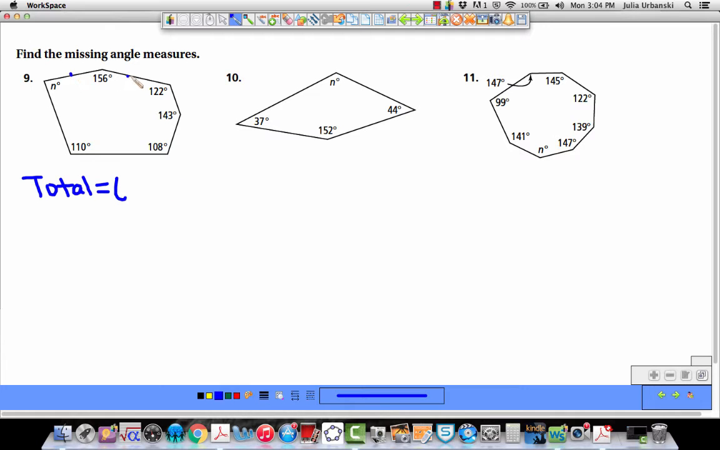So there are 1, 2, 3, 4, 5, 6 sides. 6 minus 2 times 180. You could look at your chart and see what that is. I'm just going to work it out. 4 times 180 comes out to be 720. But that's not what this one angle is. This one angle is a lot smaller than that. So think about if the total of all these angles together is 720, how would you figure out what n would be? You would make an equation of n plus all the rest of these, 156.